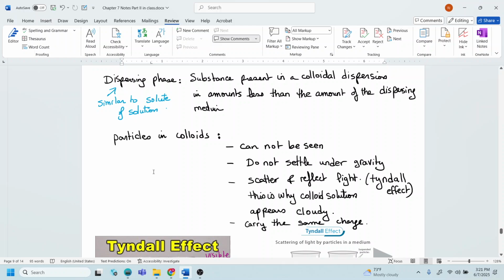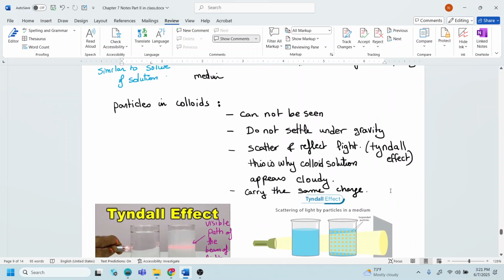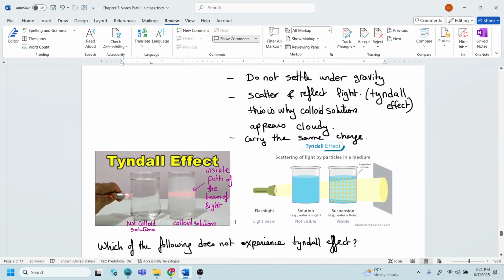Now, if we look at particles in the colloid, these we cannot see them. They cannot be seen. They are suspended in the solution. They are not precipitated. They cannot settle due to gravity. Since they are particles in the solution, they scatter and reflect light, which we call the Tyndall effect. This is why colloidal solutions do appear cloudy, because of the particles in there that are suspended in the solution. And as we said, these particles do scatter light.